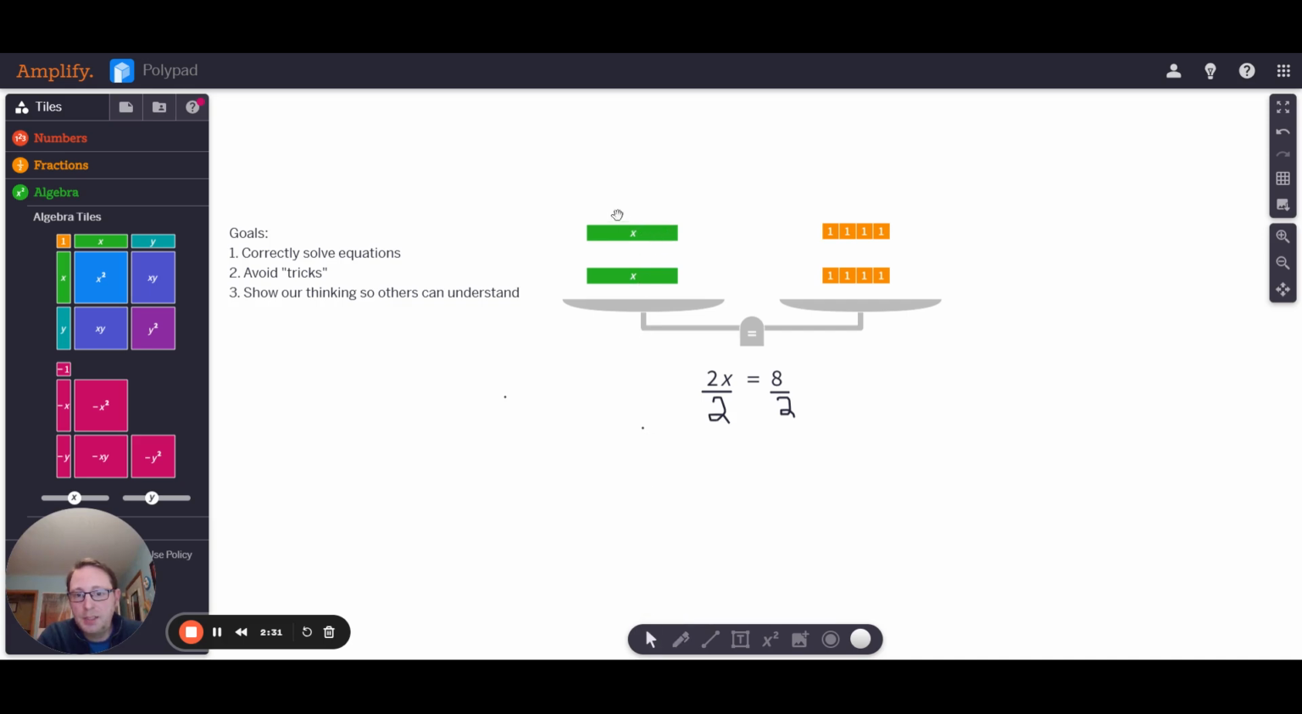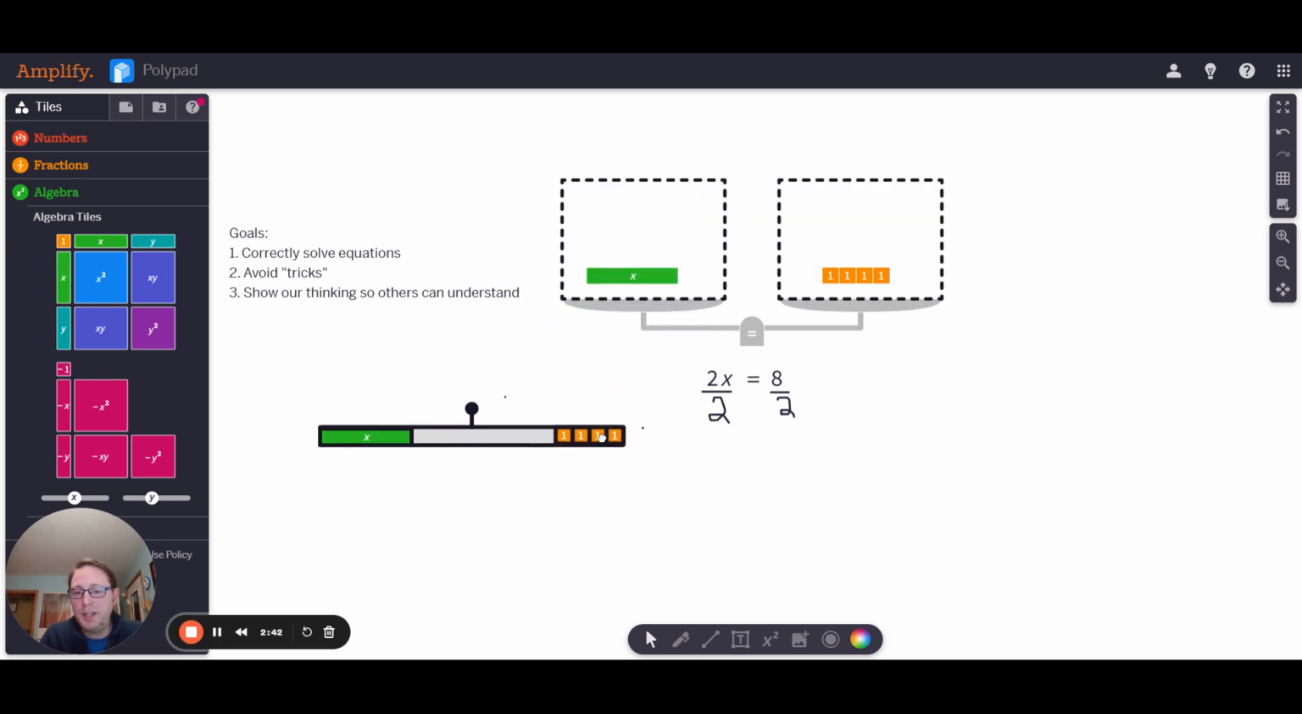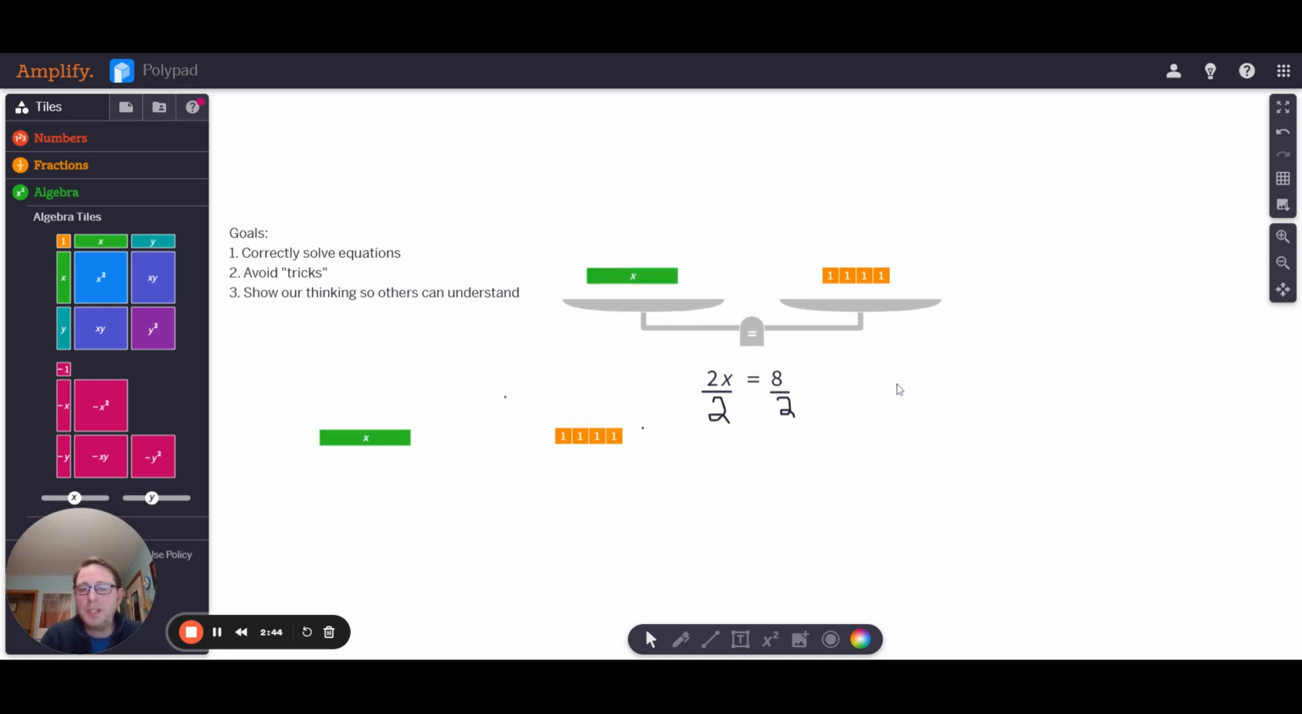And then I should be able to take things that are worth the same amount off each side. So let's see if it works out. If I pull that off, I should be left with a scale that just says x equals 4. Awesome. Try it yourself on the next slide.